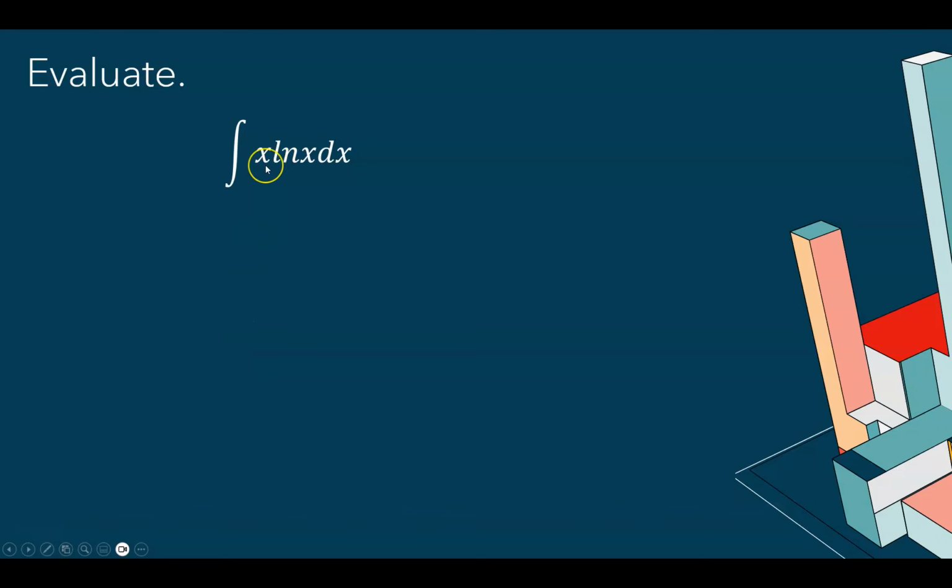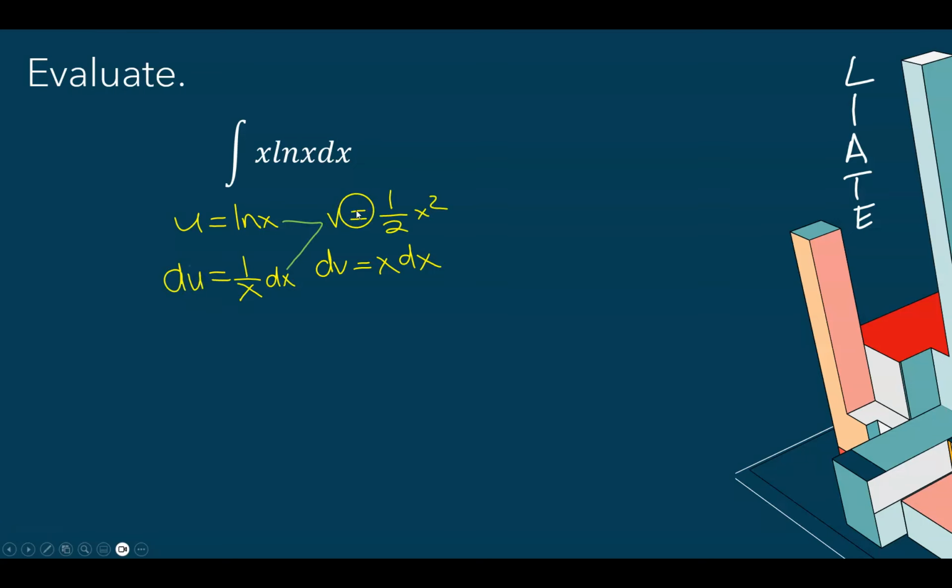And what should we choose to be u? And the answer is natural log. I'll put it back here. I lost my LIATE. All the examples so far have had x, but in this case, we're going to do natural log. That means everything else, the x times dx, is dv. Du is 1 over x dx, and v is 1/2 x squared.